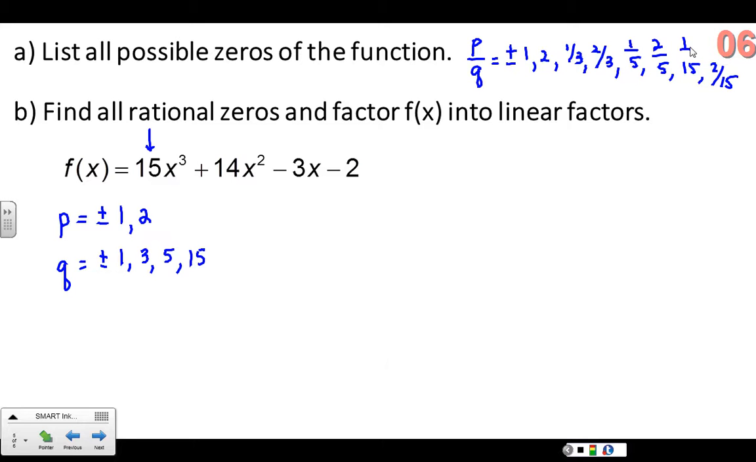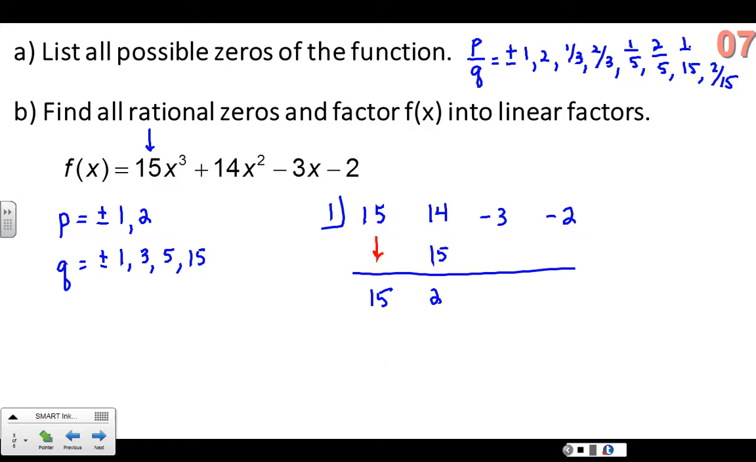Let's find the actual zeros of the function and then factor our function into linear factors. So in this case, we'll try 1 to start off with and see if the synthetic division gives me a 0. So I have 15x cubed, 14x squared. I don't have any x factor. Yes, I do. Sorry. I thought I had skipped a term, but we did not, actually. So negative 3 and then negative 2. Okay, so bring down the 15 as is. And I can tell really quick that that one's not going to work.